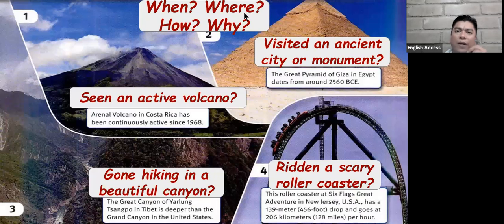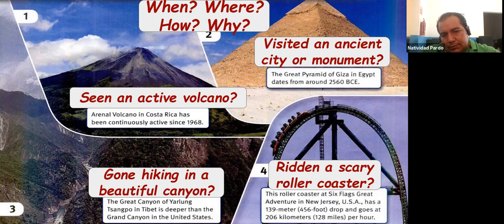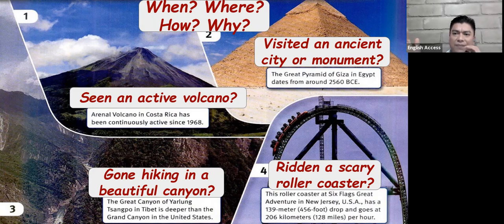Okay, so when, where, how, and why? About the things I have done? Yes. Seen an active volcano, visited an ancient city, gone hiking or ridden a scary roller coaster. When, where, how, and why?